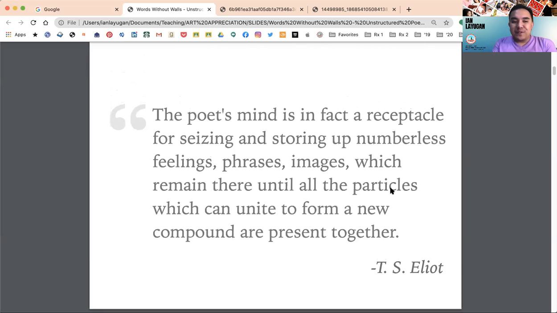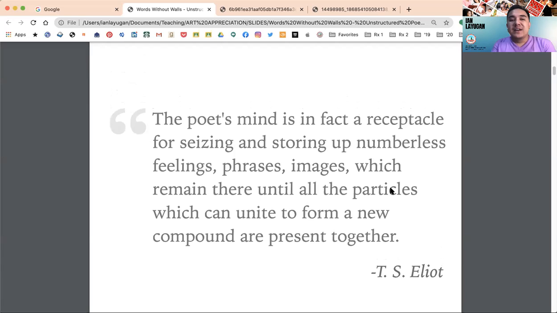And T.S. Eliot, of course, one of the very amazing poets, also one of my favorites, said, "The poet's mind is in fact a receptacle for seizing and storing up numberless feelings, phrases, images which remain there until all the particles which can unite to form a new compound are present together." So these are very interesting quotations given by poets to describe the kind of work that they are doing.